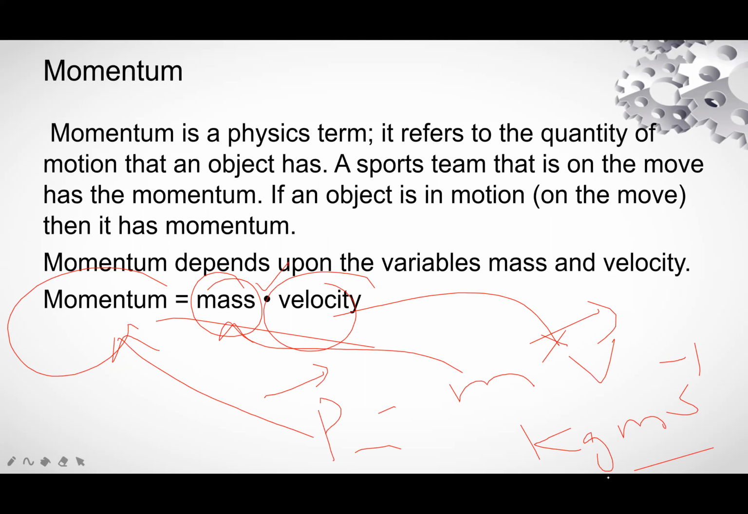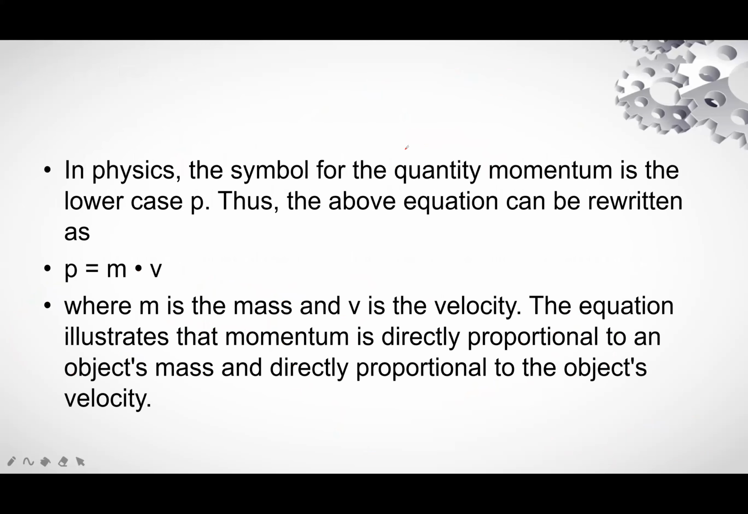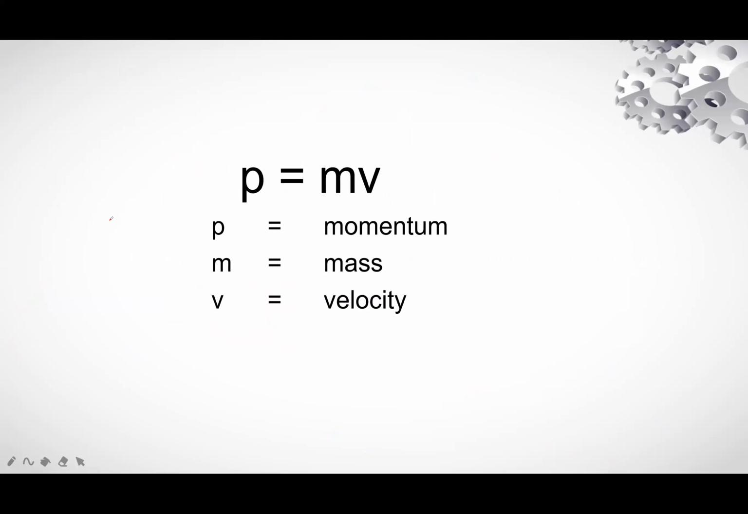So momentum is that quantity which increases with increase in mass as well as velocity. So if a quantity increases with increase in mass and velocity and decreases with decrease in mass and velocity, it is called momentum. In physics, the symbol for the quantity momentum is the lowercase p. Thus, the symbolic representation for momentum is p, for mass is m, for velocity is v. You read this one. This is written for you people.